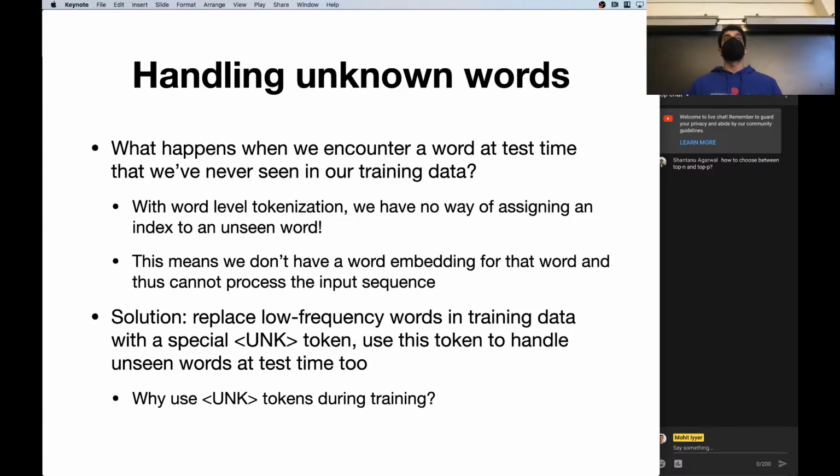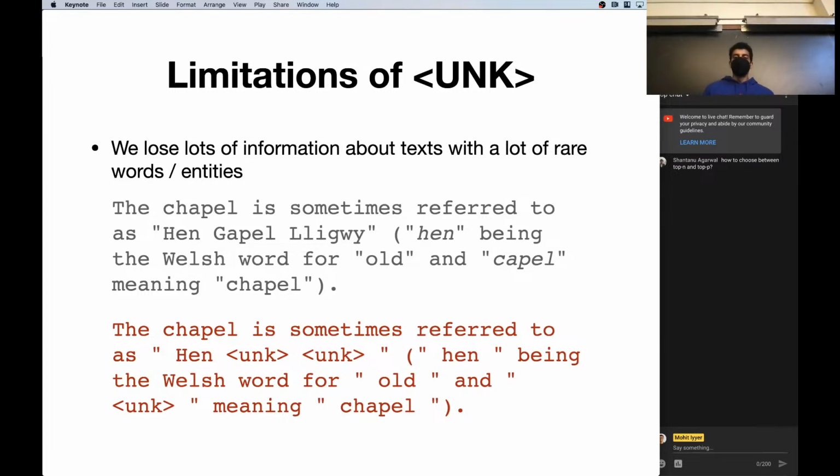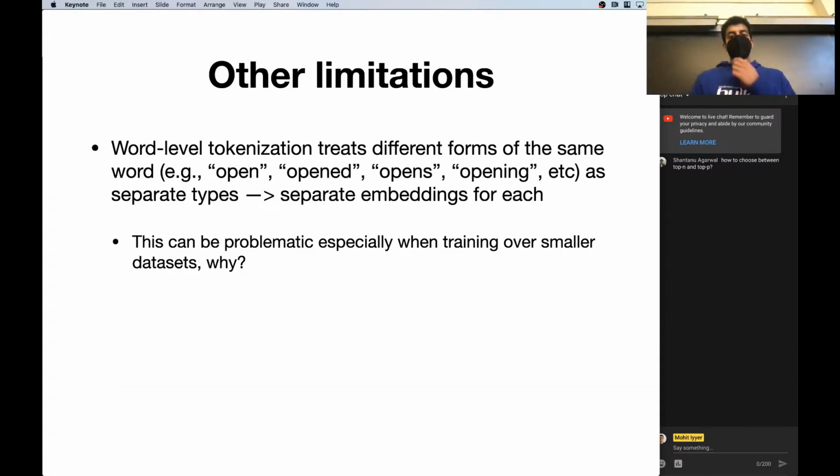So for many years, people were doing this for their pre-processing methods. And then, you know, we were getting a lot of examples like this where there would be multiple words that you would have to replace with UNK. So here, I don't know Welsh, but these two words were getting replaced by UNK. It becomes very hard to tell what is even being referred to here. And you're losing a lot of important information, right? You're missing the actual name of this thing, this chapel. So this is a problem. You're always going to be losing information when you replace stuff with UNK tokens. And this is why competing tokenizations were developed to address this issue.